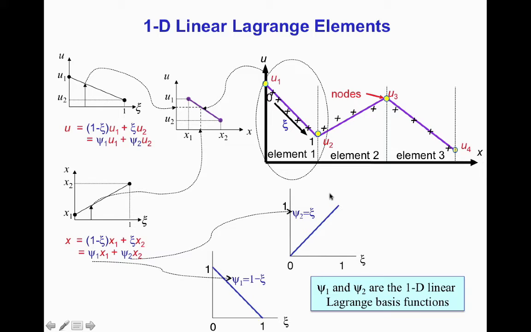So we can now use these linear Lagrange interpolation functions in each element. And since the elements share these global nodes at their vertices, u2 of element 1 becomes u1 of element 2, and u2 of element 2 becomes u1 of element 3. And in this way, with four parameters, u1, u2, u3, and u4, we can define three connected piecewise linear functions that are continuous at their boundaries.